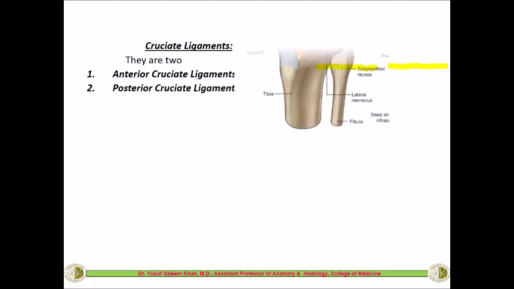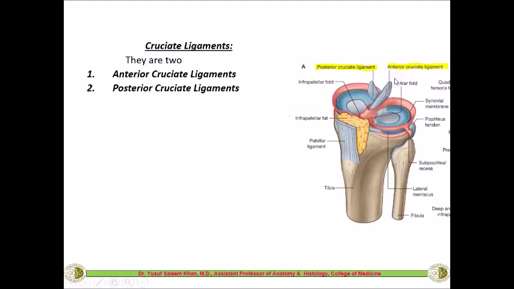Then there is also a very important ligament, as I said before. These are called the cruciate ligaments. There are two cruciate ligaments, anterior and posterior cruciate ligament. If you see here in this picture, again, coming back to this picture, this is the anterior cruciate ligament and this is the posterior cruciate ligament. So these are the two cruciate ligaments which are very important in the stability of the knee joint. They are called cruciate because they cross.